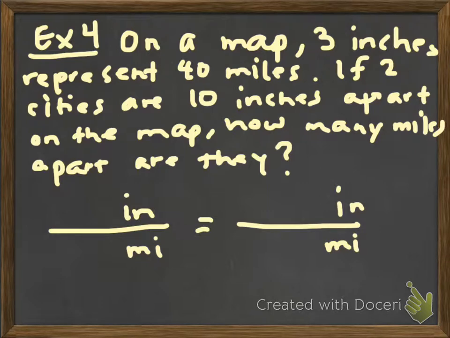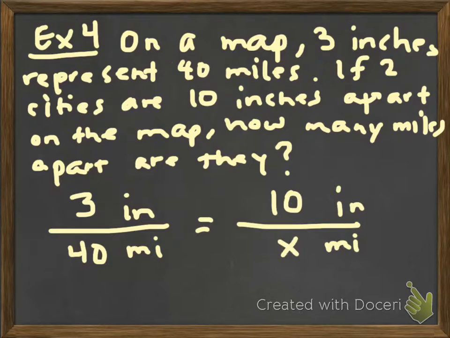Okay, then you read the first sentence. It says 3 inches represent 40 miles. So 3 inches represents 40 miles. That's for the first fraction. The second sentence says if two cities are 10 inches apart, so that's 10, and it's talking about inches. So the x is the miles.